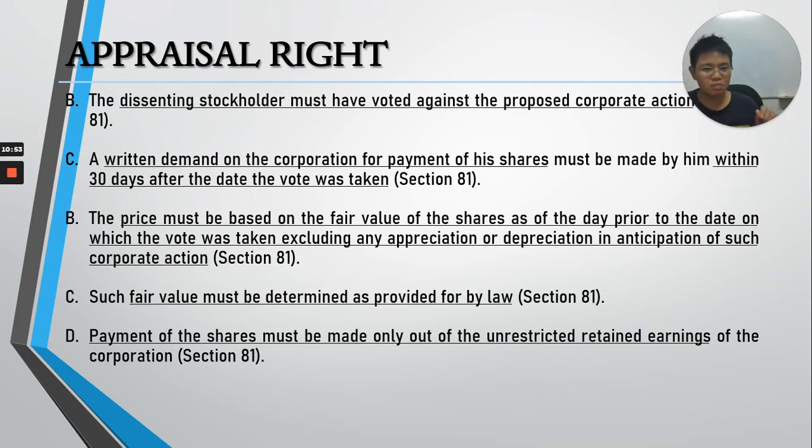Payment of the shares must be made only out of unrestricted retained earnings of the corporation. Again, this is based on the trust fund doctrine. If there is no URE and you buy shares, remember Title 4, power to acquire own shares, what is the limit there? There must be unrestricted retained earnings, except in the case of redeemable or callable shares. That is the only exception.